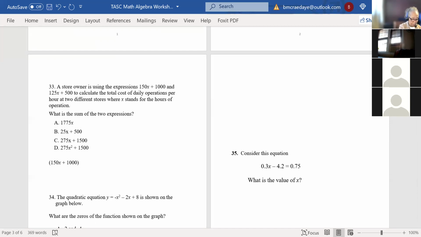And we're adding this to 125x plus 500. So let's just put that here. Combine the like terms. Let's put that in parentheses. Okay, so what do you get, Maureen? What's 150x plus 125x? 275. 275 what? X, right? 275x. Okay, now the constants.